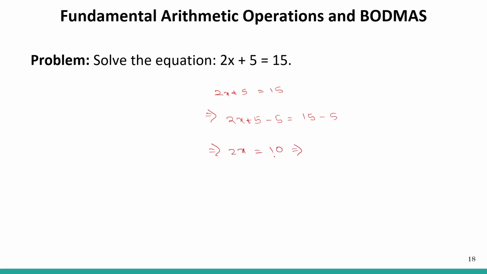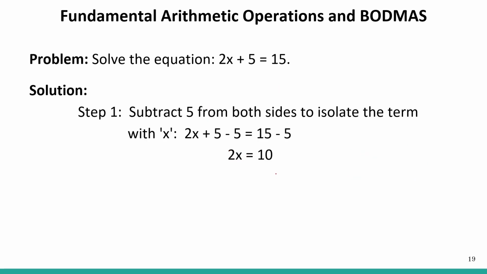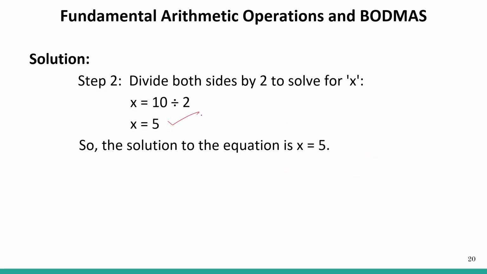So this implies that what we do next is we divide by 2 on both sides. Since 2 is not equal to 0, the term can't be undefined, so we can do this kind of division. So 2x by 2 is equal to 10 by 2, that is equal to 5. So x is equal to 5 is the final answer. The solution to the equation is x is equal to 5.